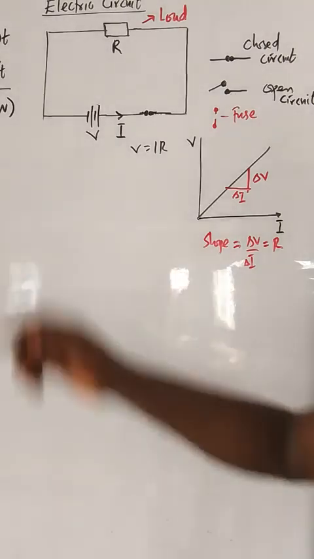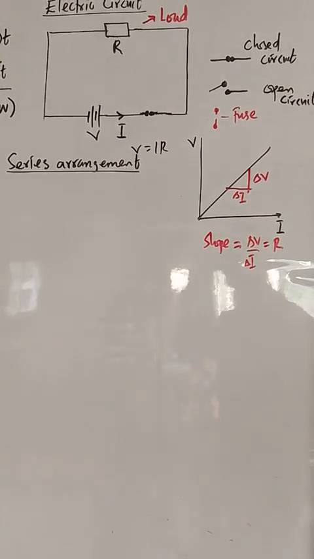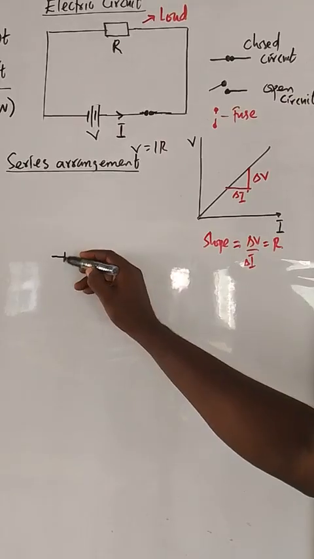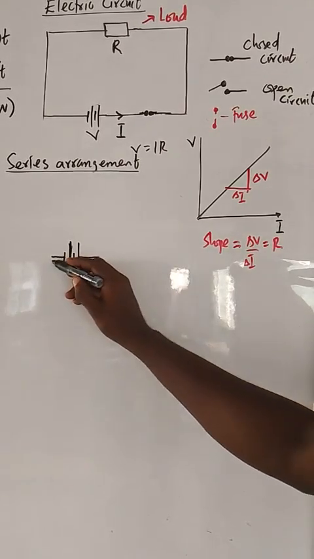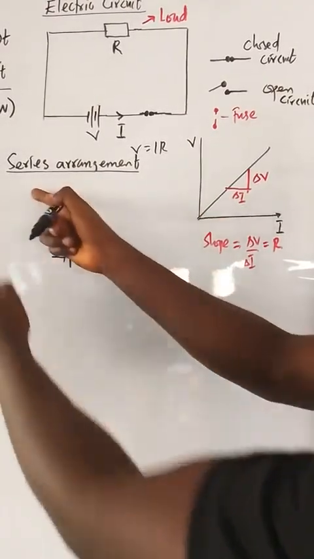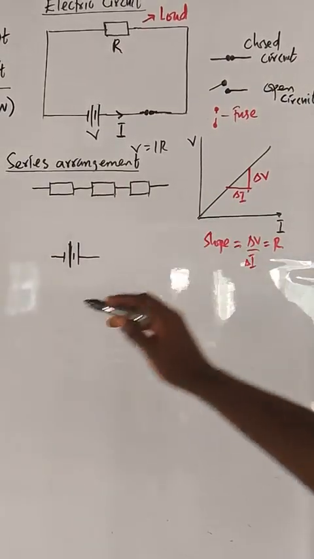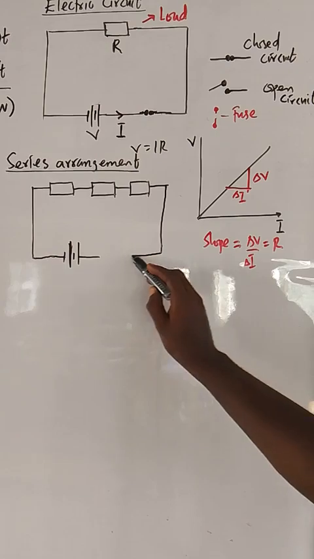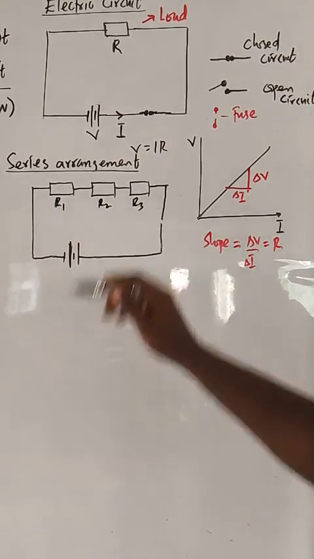That will take us to the series and parallel arrangement of resistors. So this is what we call a resistor. Let's start with series arrangement. For series arrangement, all the resistors are connected between the terminals of the cell. So let's say this is a cell. Between these terminals, we can have several resistors here. This is what we call series arrangement. Then this end will be connected to this, and this end is also connected to this. Let's call these R1, R2, R3.